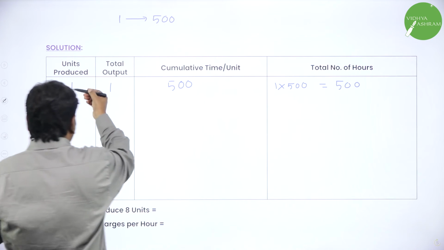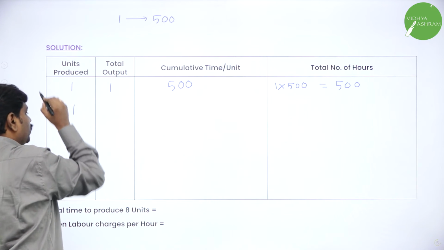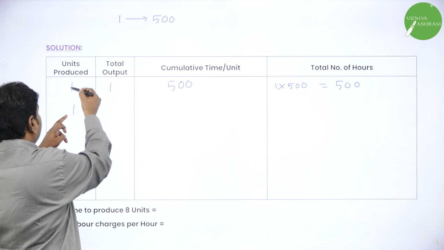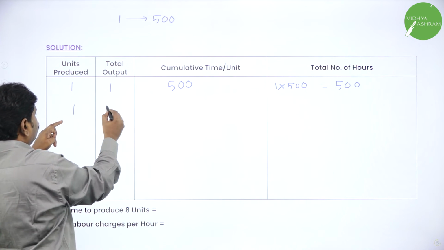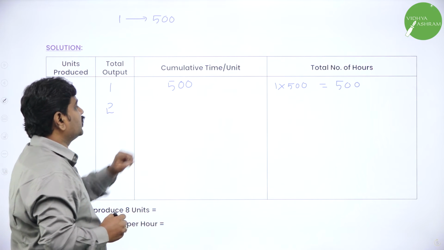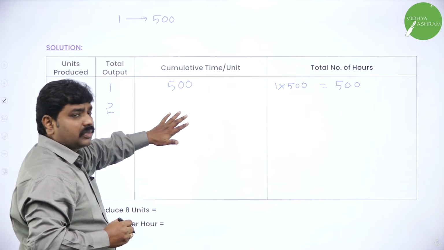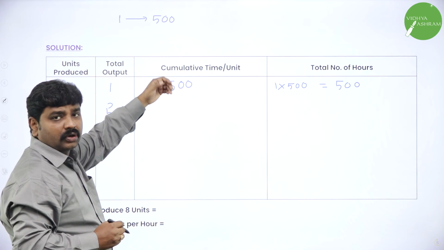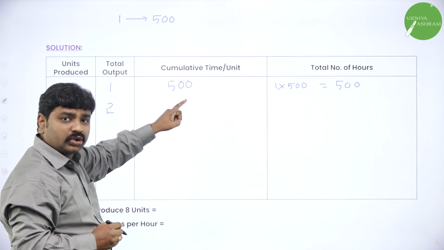Then I'll produce next unit, one more unit I'll produce. So now 1 plus 1, add these two, it will become what? 2. Now to produce 2 units, per unit what is the time? Always in this column, learning effect into previous time. How to fill this column? Learning effect into previous time.